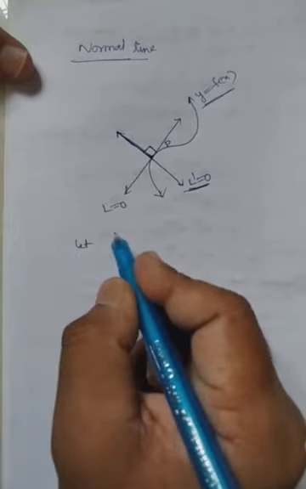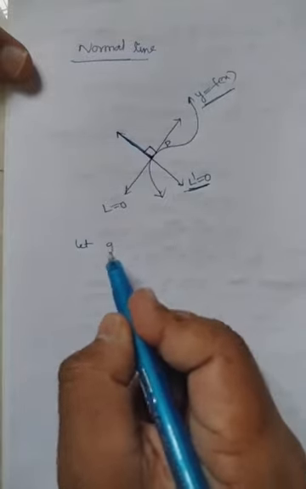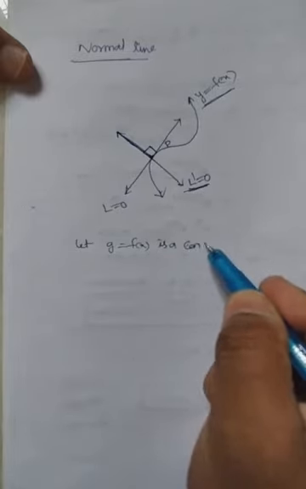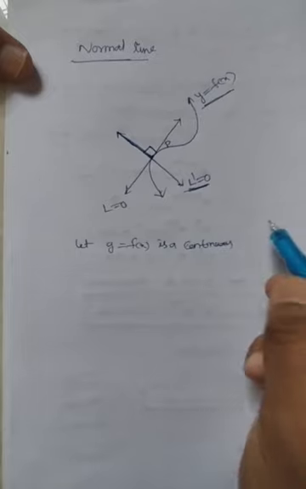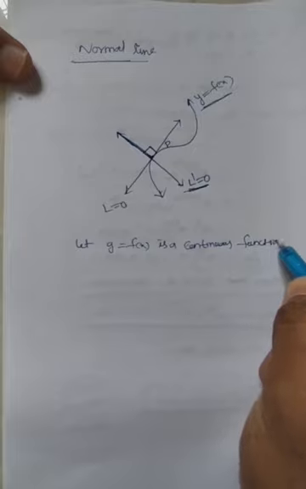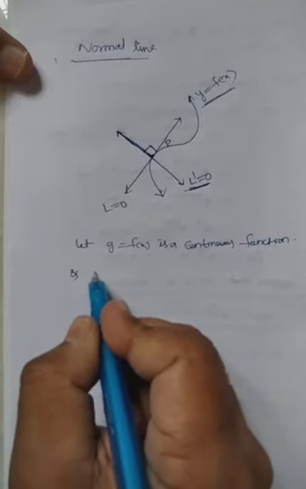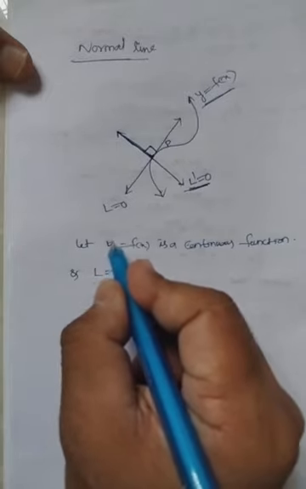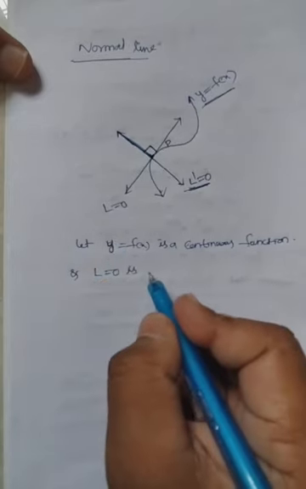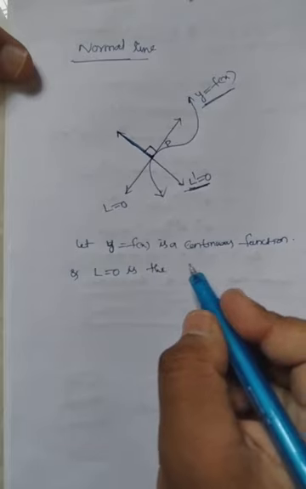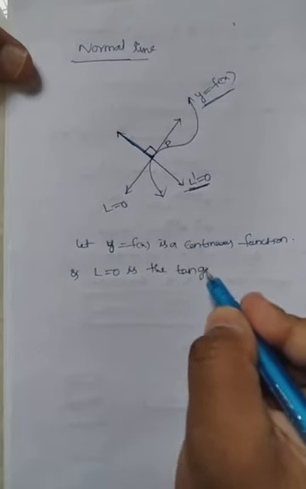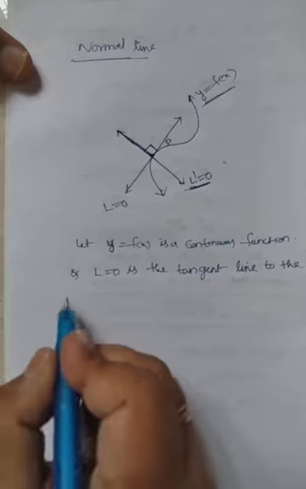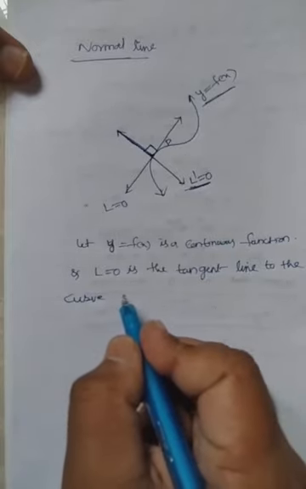Let us say y is equal to f of x is a continuous function and L is equal to 0 is the tangent line to the curve at P.